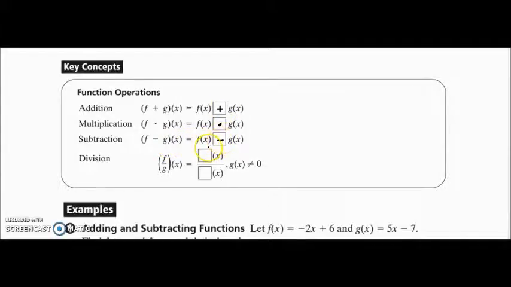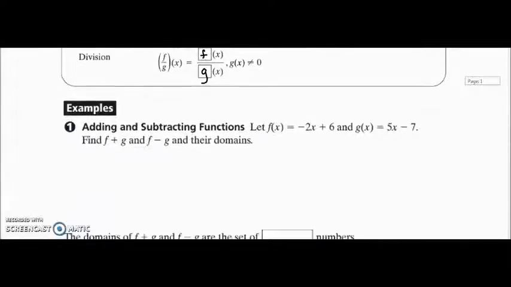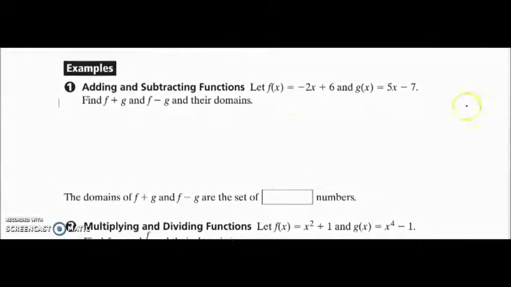So far, this is pretty straightforward. And f divided by g of x is just f of x divided by g of x. And look at this one restriction. So g of x, this function can't be equal to 0 because we can't divide by 0. That would make it undefined. So let's take a look at an example.